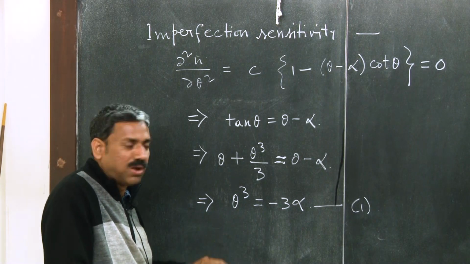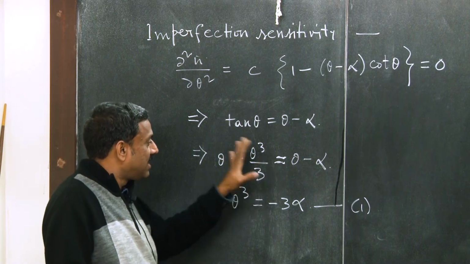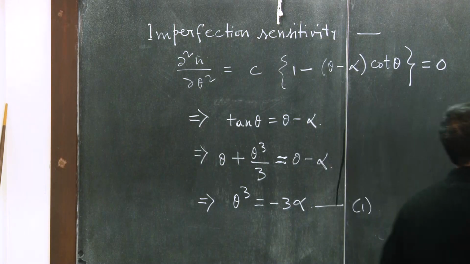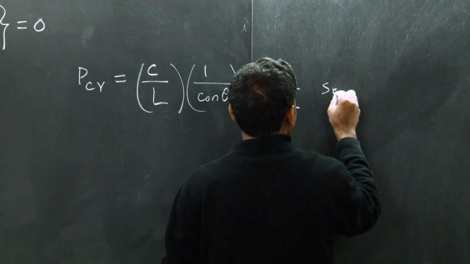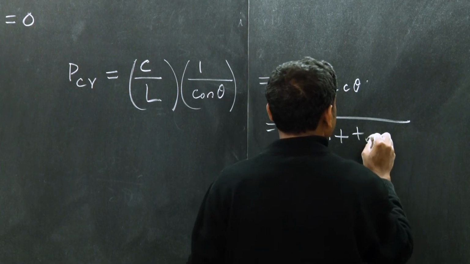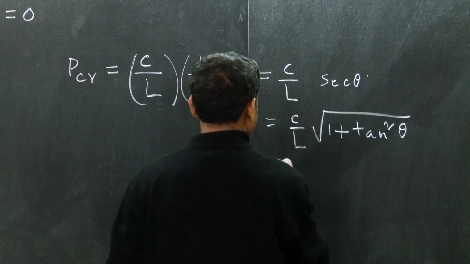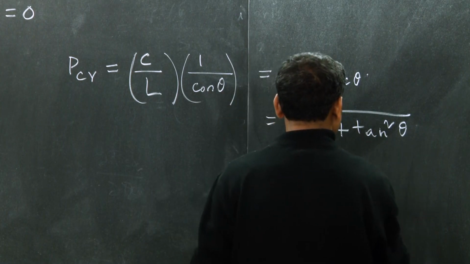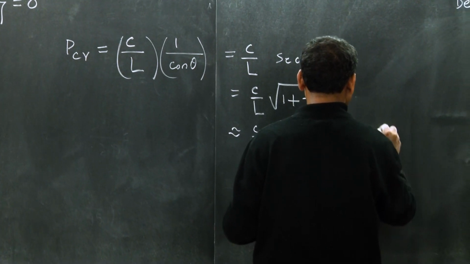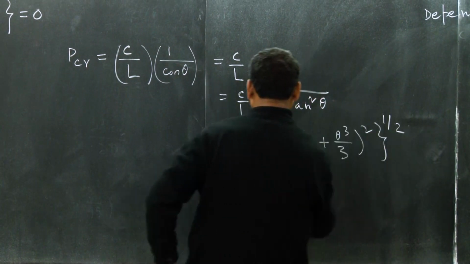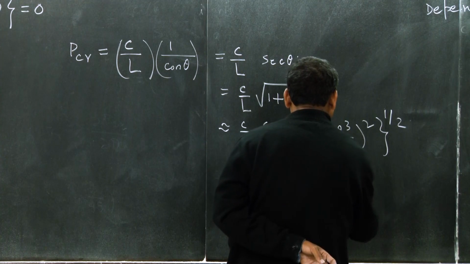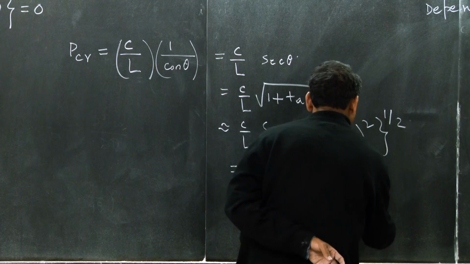I am assuming that theta is small, and because theta is small, we can truncate the tan theta within the expressions. Then 1 by cos theta is nothing but sec theta, and sec theta is root 1 plus tan square theta. So I am going to write it as 1 plus tan theta, which is theta plus theta cube by 3, to the power half, and then 3 by L, 1 plus theta square.